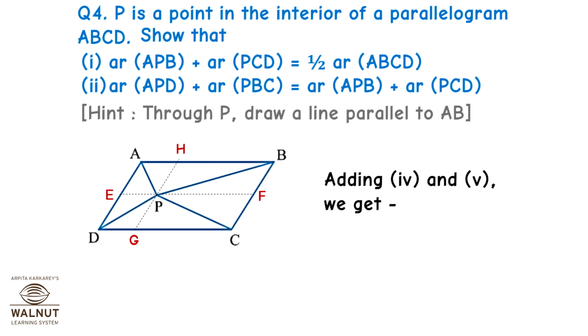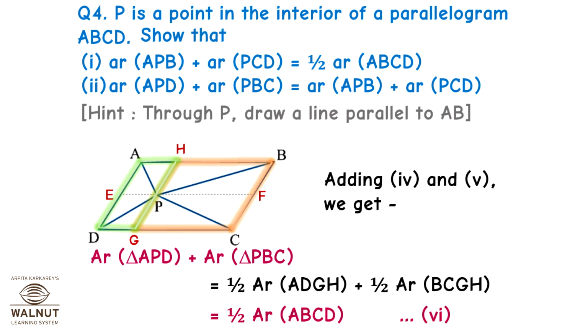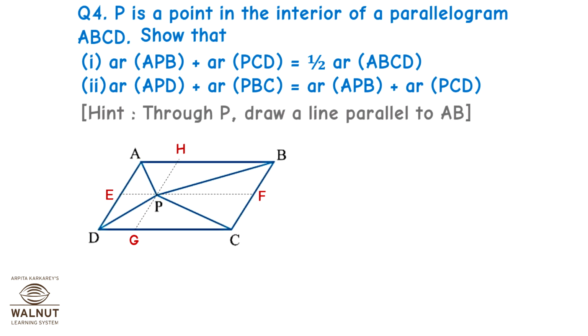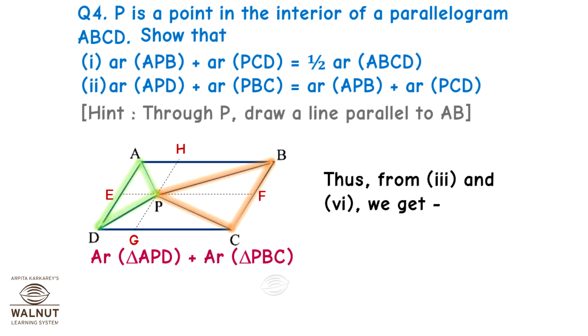Adding 4 and 5 we get area triangle APD plus area triangle PBC is equal to half of area ADGH plus half of area BCGH, which is equal to half of area ABCD. Let this be 6. Thus, from 3 and 6 we get area triangle APD plus area triangle PBC is equal to area triangle APB plus area triangle PCD.